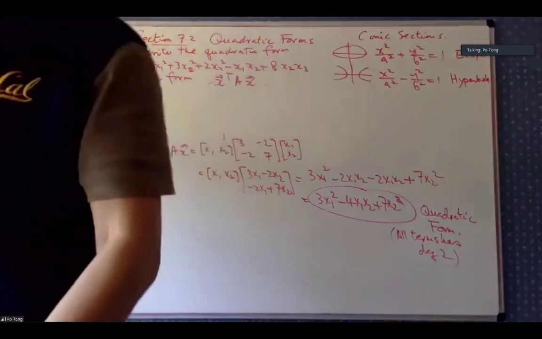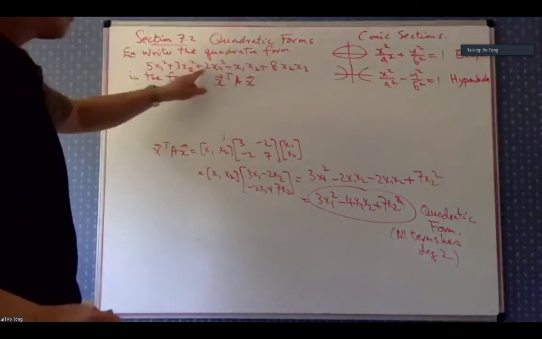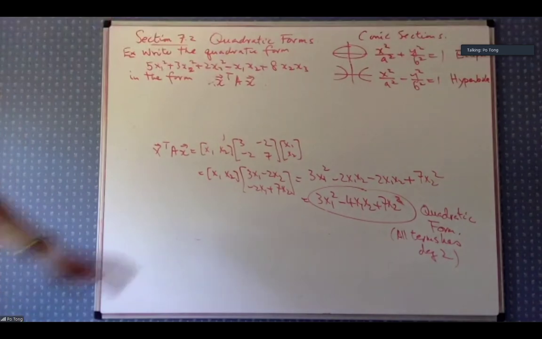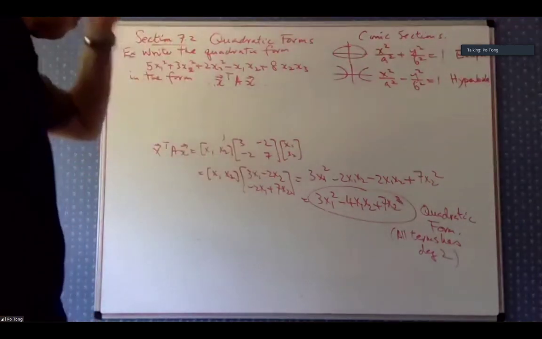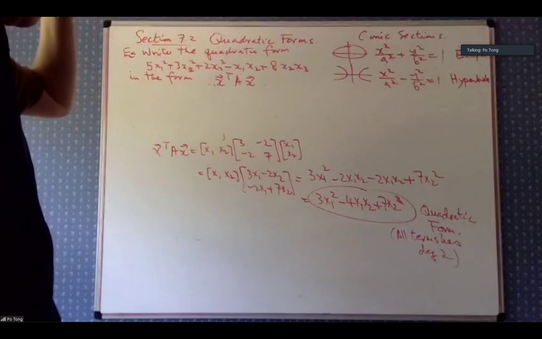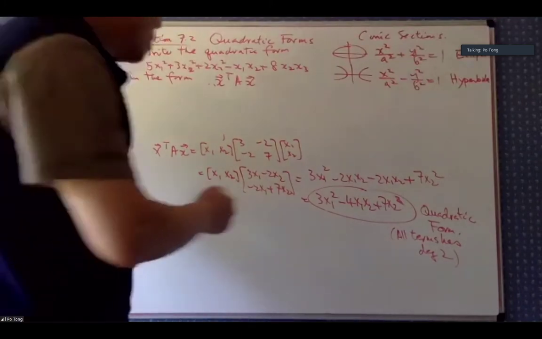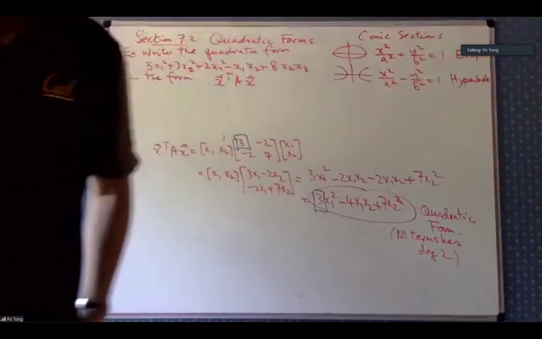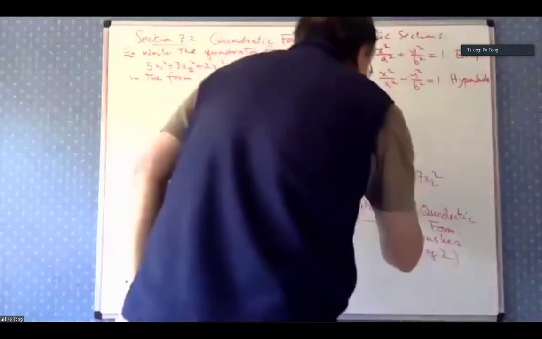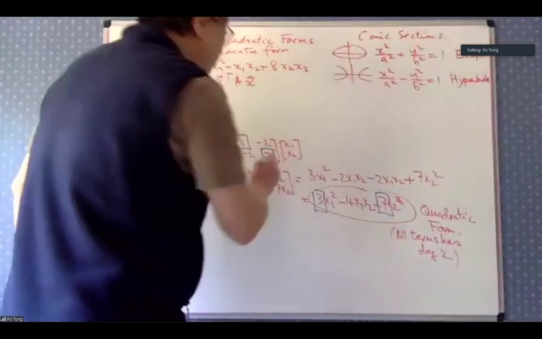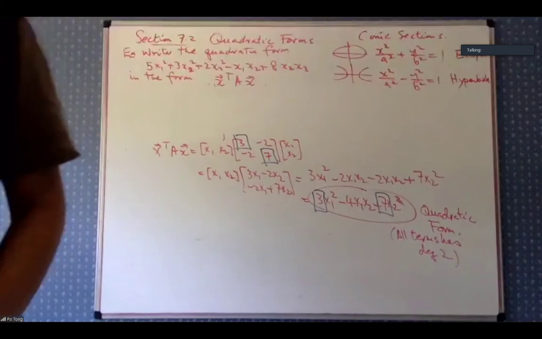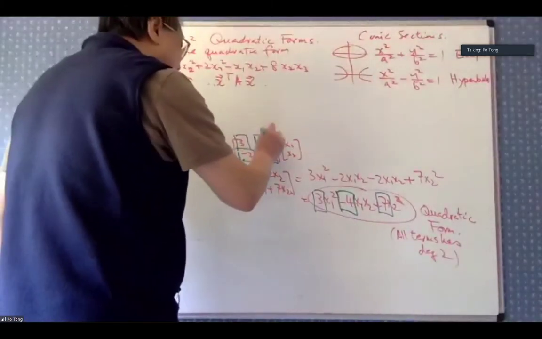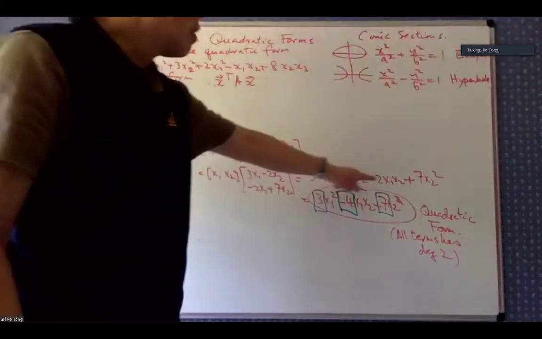So we have to get the matrix A based on the expression. It's kind of the reverse of this process. In order to do that, let's look at the earlier example. This 3 here comes from the 3 here, the diagonal entry. This 7 here comes from this 7 here. And this minus 4 comes from the minus 2 and minus 2 together.